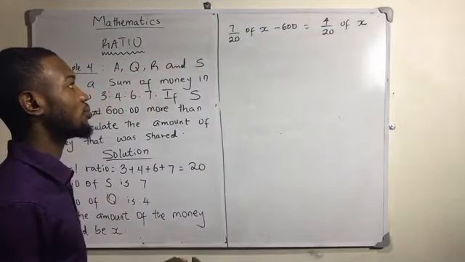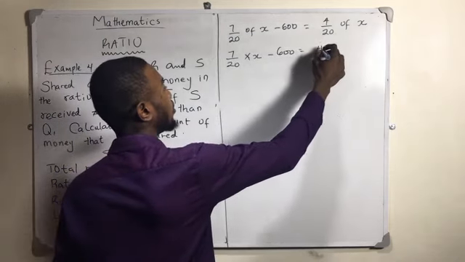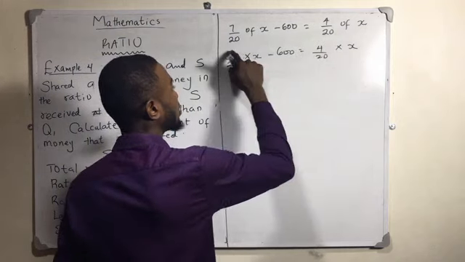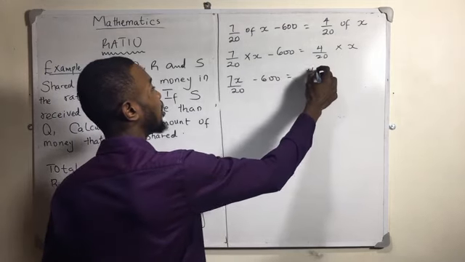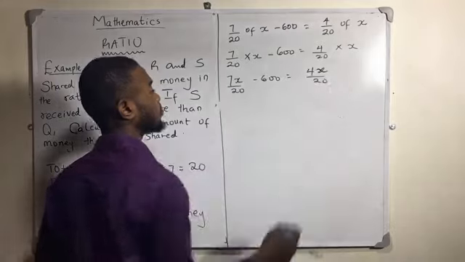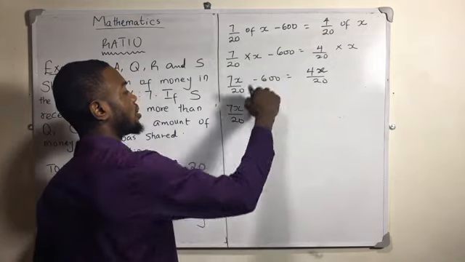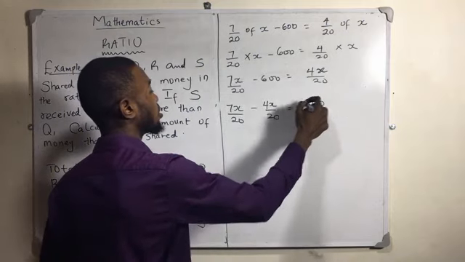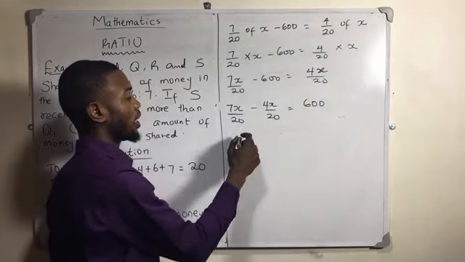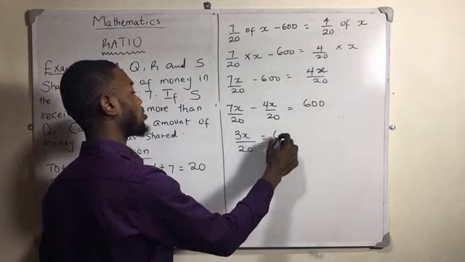The "of" in them is multiplication. So let's quickly do that. We have 7 over 20 multiplied by X minus 600 equal to 4 over 20 multiplied by X. For this, I'm having 7x over 20 minus 600 equal to 4x over 20. I'm collecting like terms now. I'm going to have 7x over 20, this is coming here, minus 4x over 20, this is going there. It will become 600. 7x minus 4x gives 3x. The LCM is 20, equal to 600.